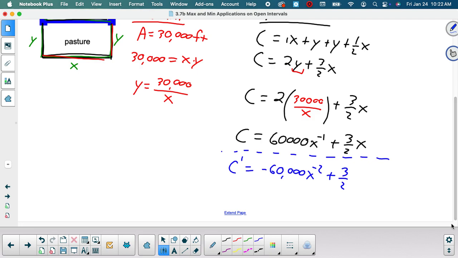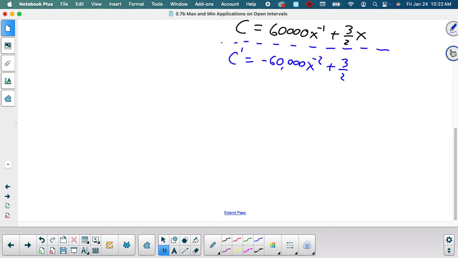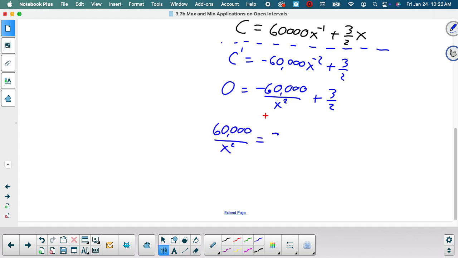Now again, what am I doing with this? Setting this equal to 0. So if I set this equal to 0, again, this is negative 60,000 over x squared plus 3 over 2. And again, I would not get common denominators. I would just move one of my fractions over. So I might add this piece over. So if I add that over, what I'm going to end up with is positive 60,000 over x squared equals 3 over 2.